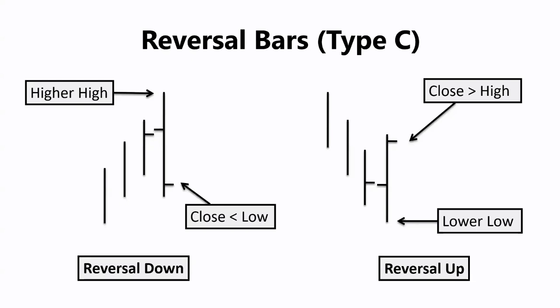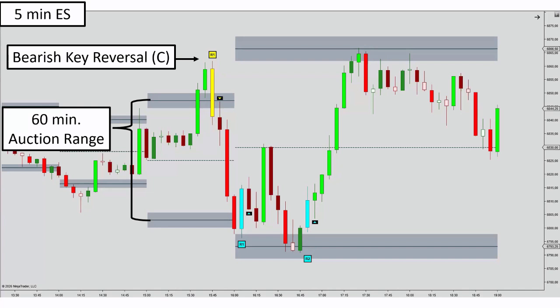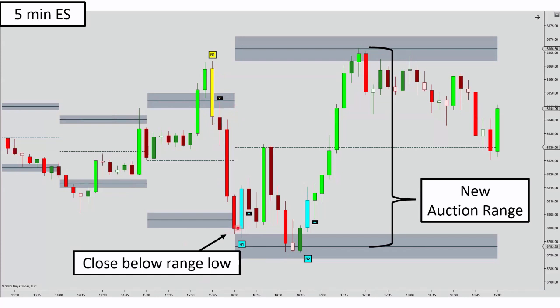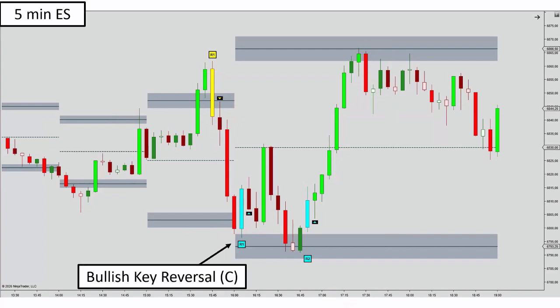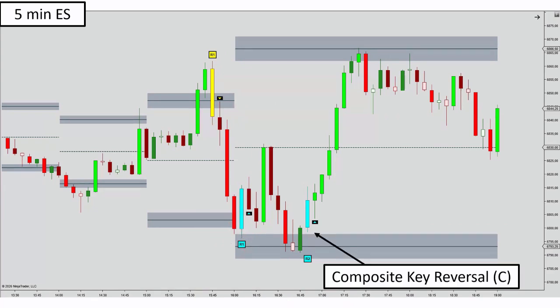In this example, we have a 5-minute ES chart and a bearish key reversal close below the low of the prior candle. So a type C definition here. We then see a close outside the lower auction range, and then a bullish key reversal close above the high of the prior bar here. So both of these are standard single bar reversals, R1. And later on, we see the composite reversal that I mentioned earlier here, R2.